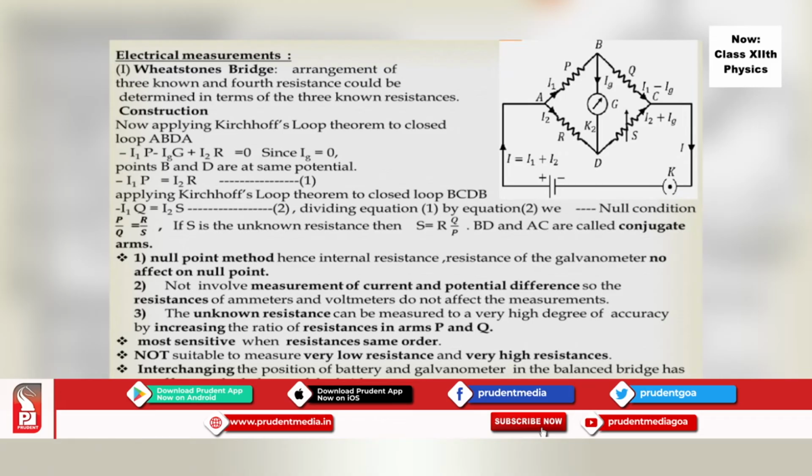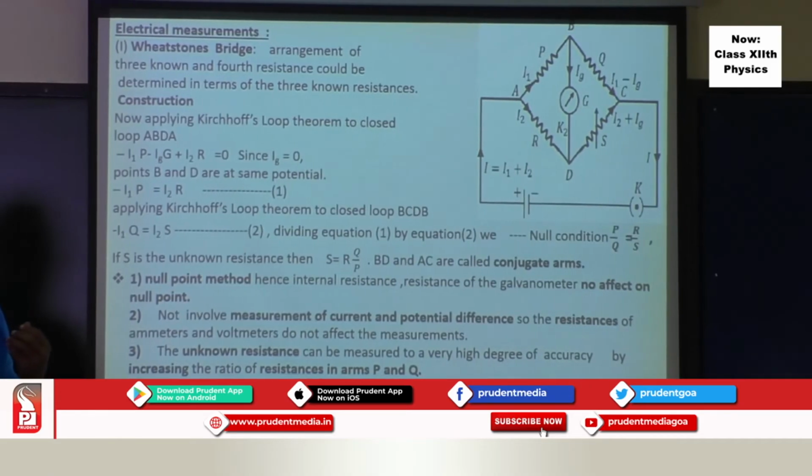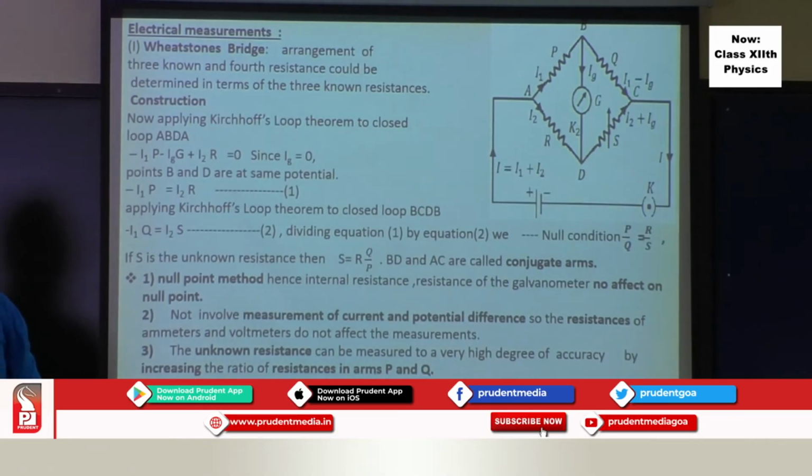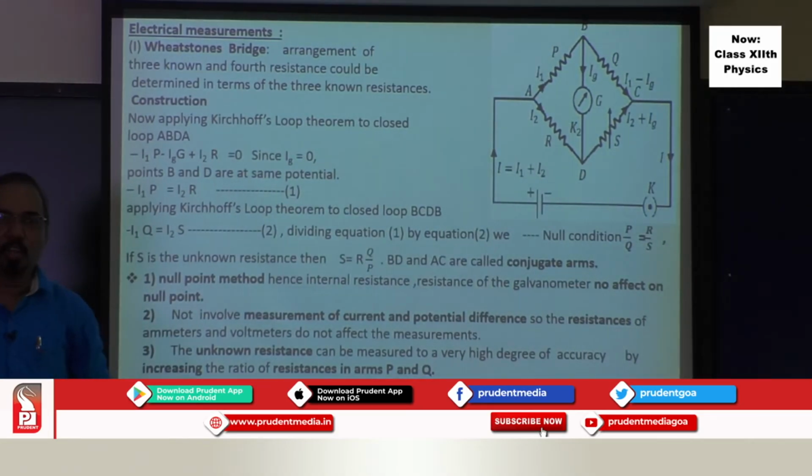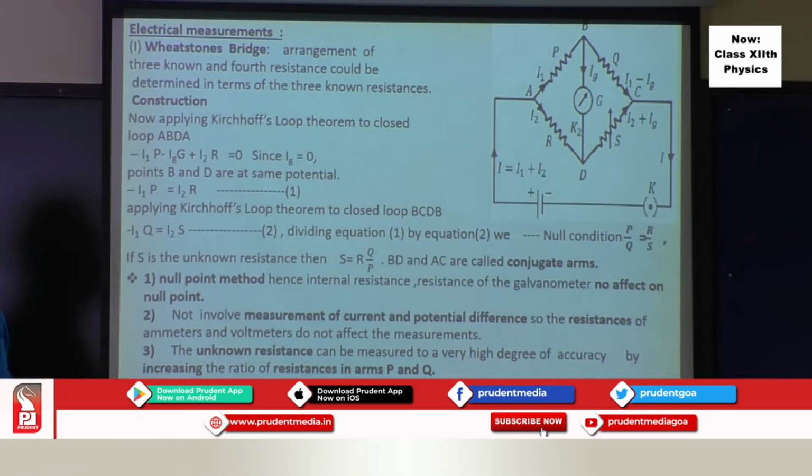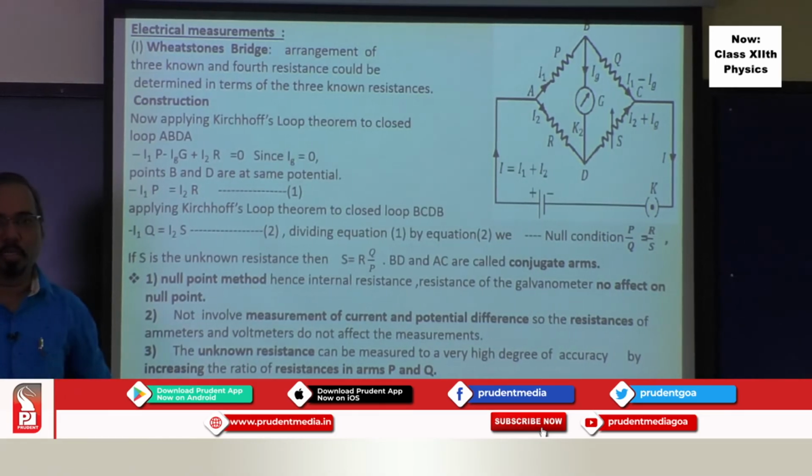The first electrical measurement circuit which we can use is a Wheatstone bridge. Wheatstone bridge is a circuit with the help of which you can find out unknown resistances. So what exactly is the Wheatstone bridge?